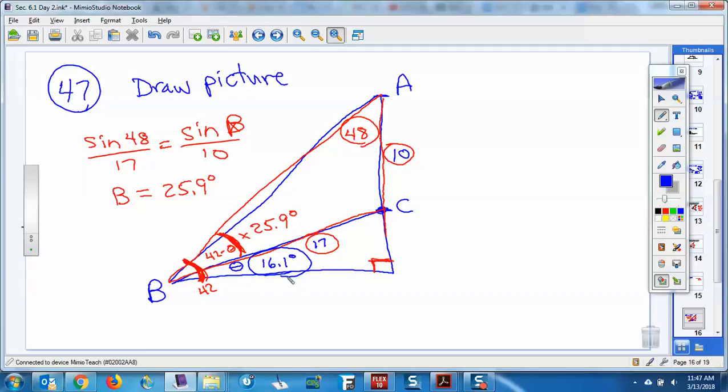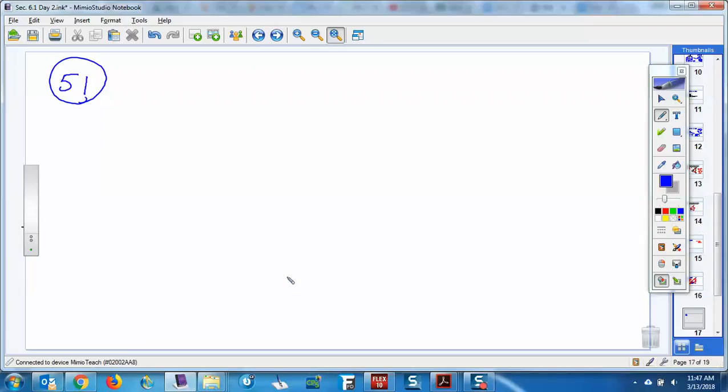But we do in this oblique triangle, right? This obtuse triangle here. We have enough information using law of sines to get it. Okay? Let's try 51. So there you go. One of your homework problems down.